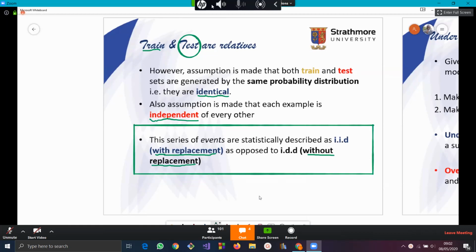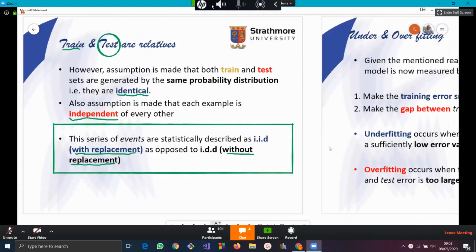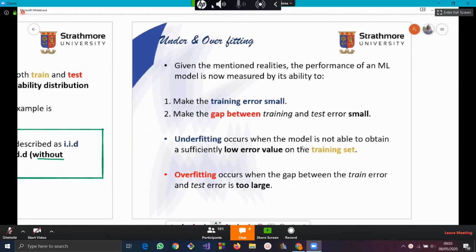So in statistics, whether events are dependent or independent, and whether they are identical or not, the way we describe them differs across distributions. I will return to this when we are doing Bayesian machine learning, because we will see some distributions are IDD and others are IID, like the multinomial distributions. I will cross the bridge when I get there with you guys. Fine. So the train and the test error are related, so we have no problem.